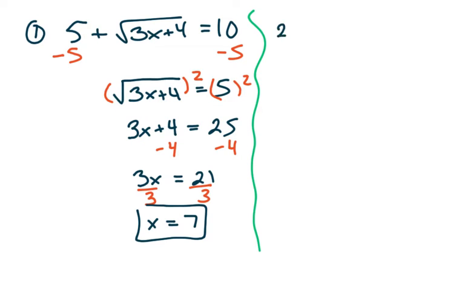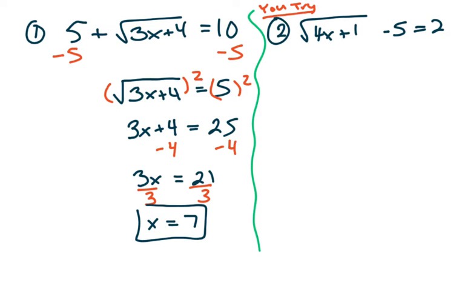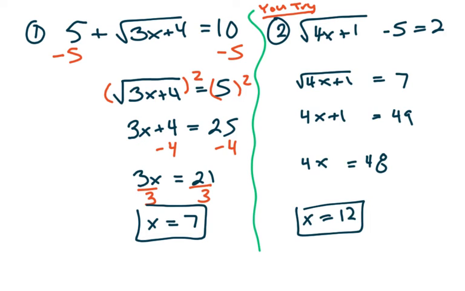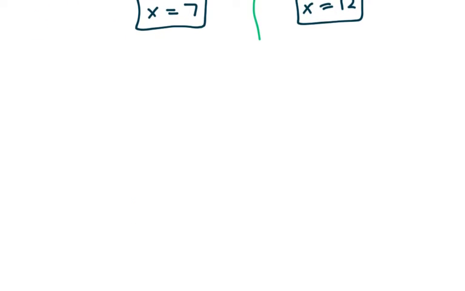All right, I'd like you guys to try number 2. The square root of 4x plus 1 minus 5 equals 2. So go ahead and pause the video and try number 2. Check your answer. You should have gotten 12 as your answer. All right, let's try some more.